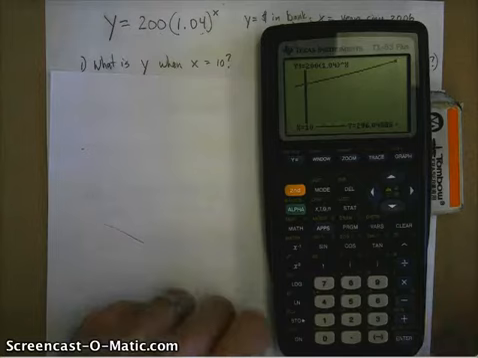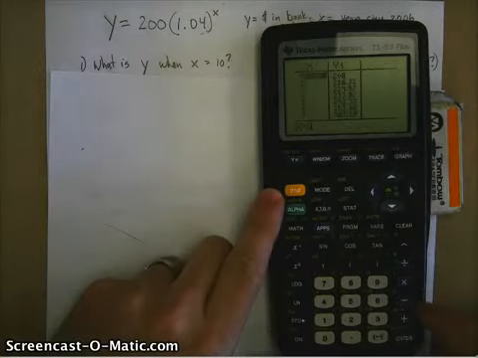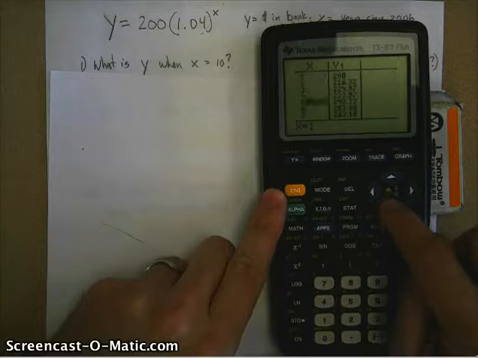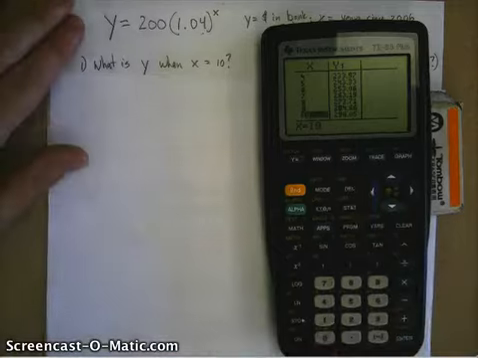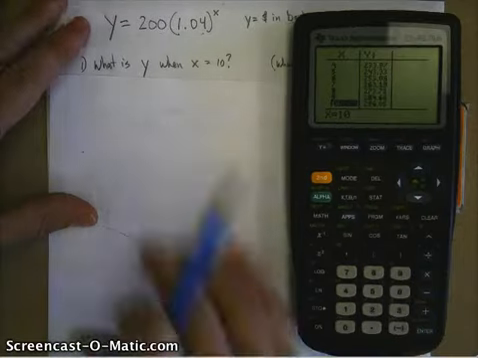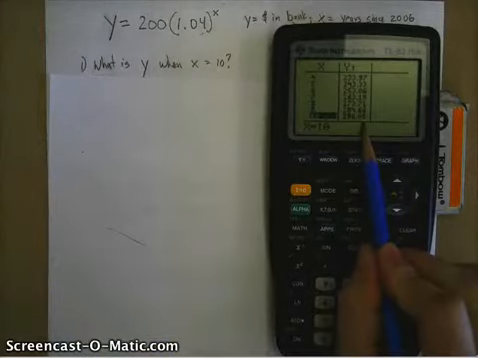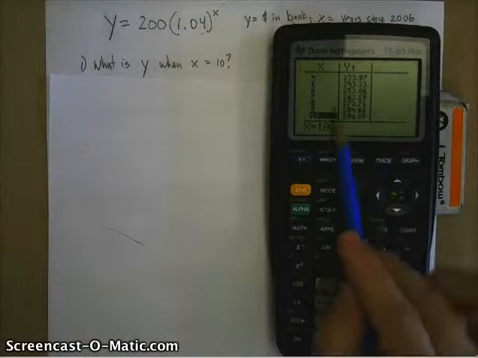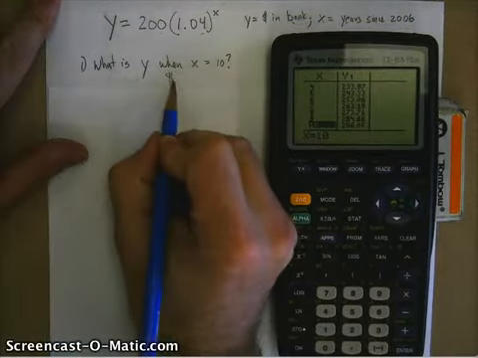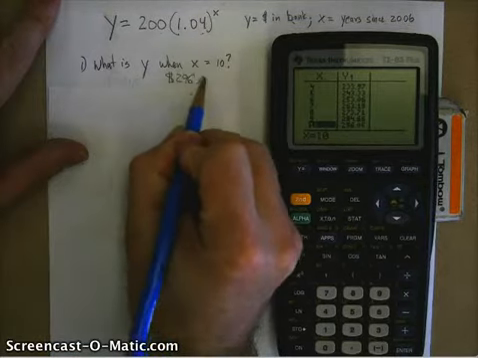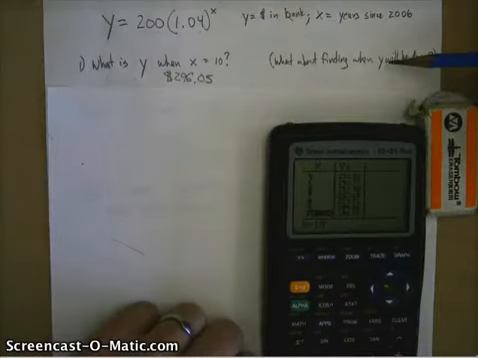The other way, of course, is I could go to the table. Table is above graph, second table. And I can just scroll down to 10. And here again, you can see it rounded off, $296.05. Now the problem, of course, is what if I need something more exact than the hundredths? And this table isn't showing me that. So I do have to use the trace function in those situations. So let's put down my answer, $296.05.